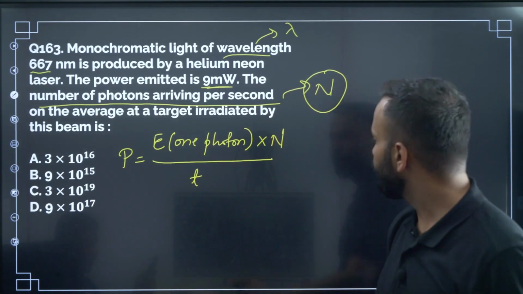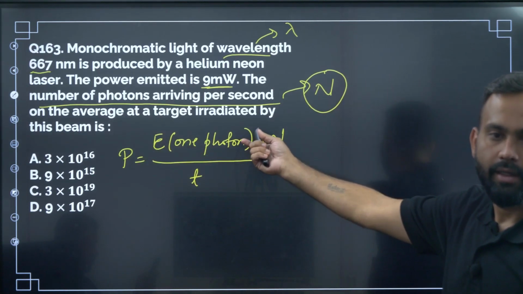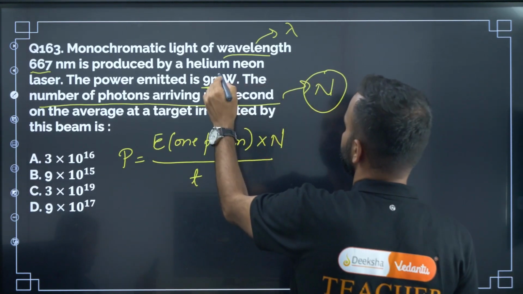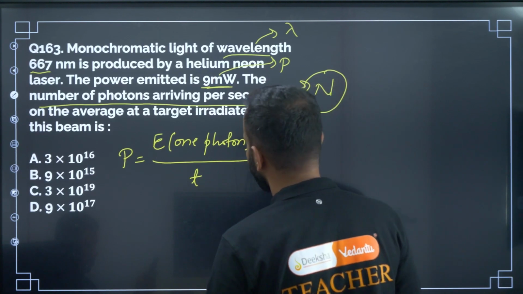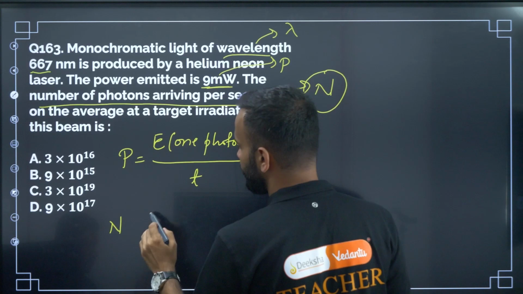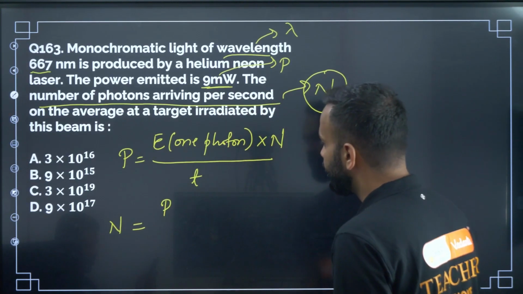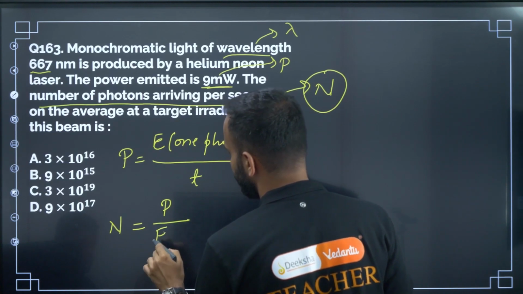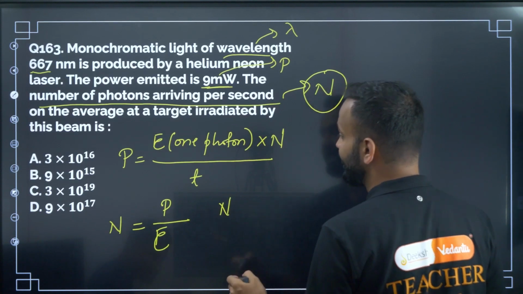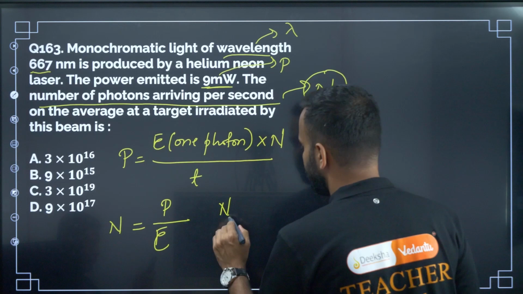T is equal to 1 second. We need to find n, right? E we know is hc by lambda. Power is 9 milliwatt. So now n is equal to power P divided by the energy of one photon. That is n divided by second, the number of photons arriving per second.